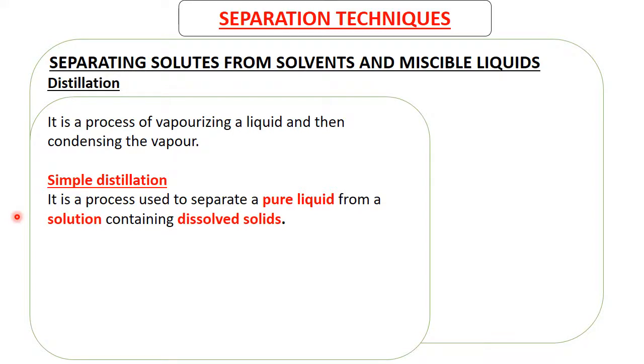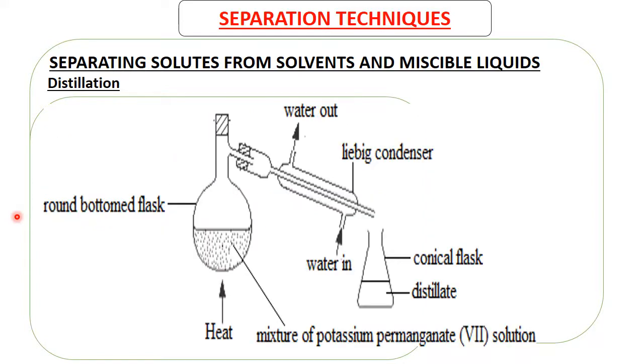So here is the apparatus for simple distillation. An example here is a solution of potassium permanganate. Potassium permanganate is just a salt, like the salt we normally use, the edible one, but this one is different. I don't think it's edible. So this is a mixture of potassium permanganate and water.